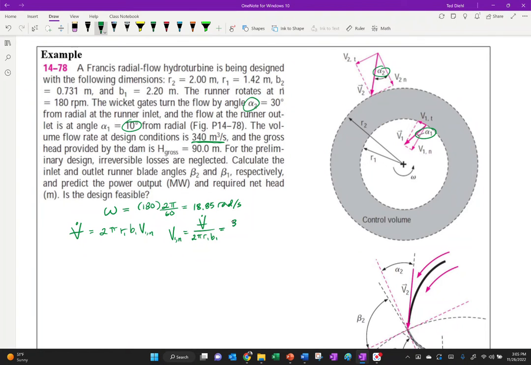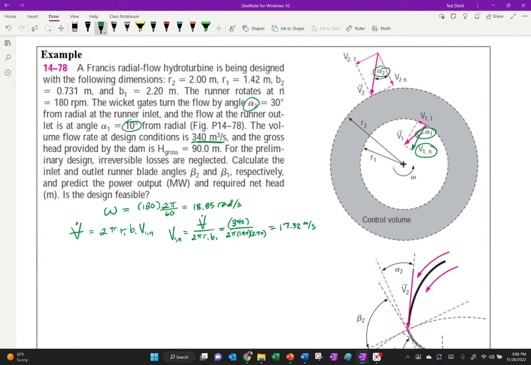So that's 340. Let's see, 1.242. And so B1 is 2.2, right? 2.2. So we get V1N as 17.32. You have to remember that's the inlet there, right? So that's that value right there because it's normal meters per second.